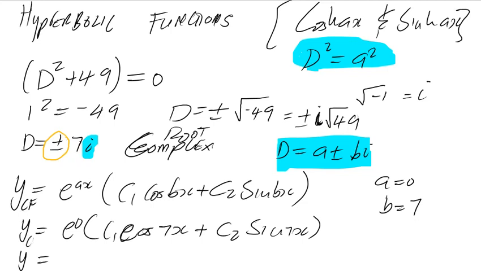So this is our YCF. I was just showing you how to solve it. So this will be our denominator, by the way. Then anything to the power 0 is 1, so you're going to have 1 outside. So c1 cos 7x plus c2 sine 7x. So this will be your answer for YCF.